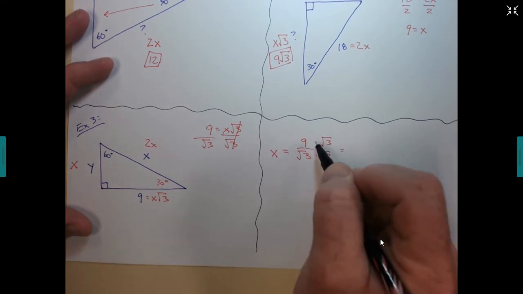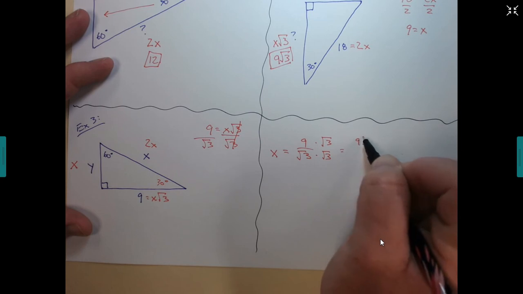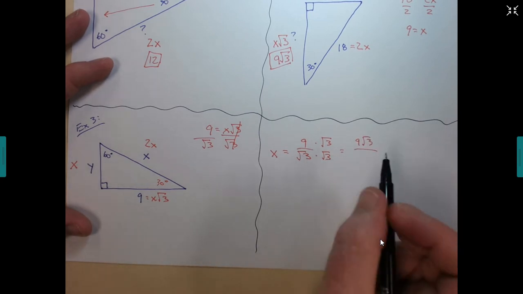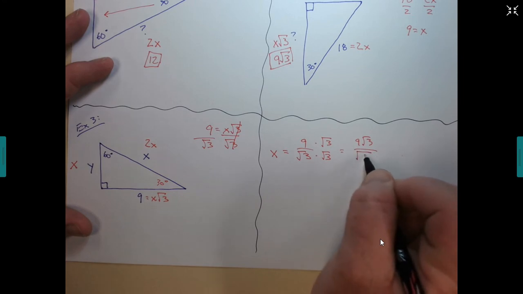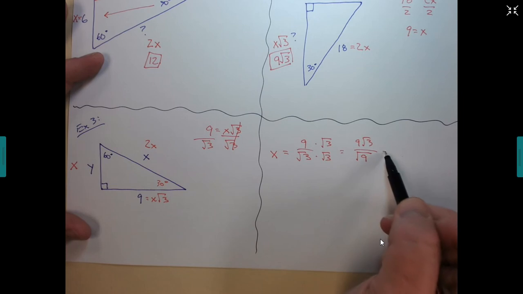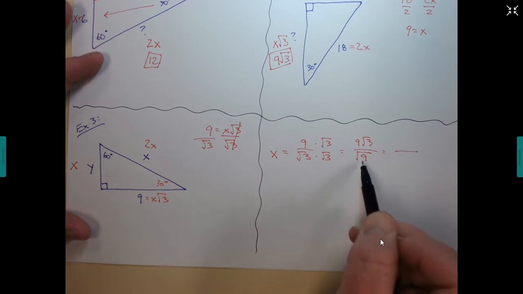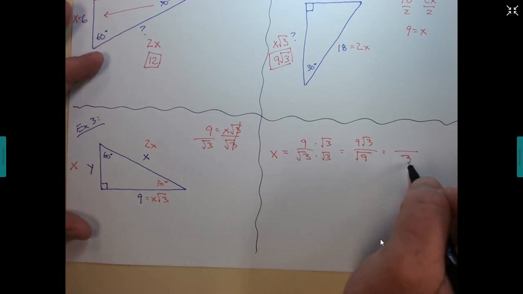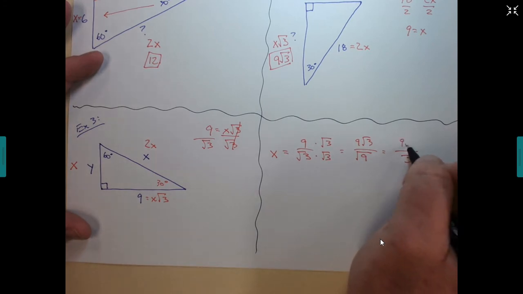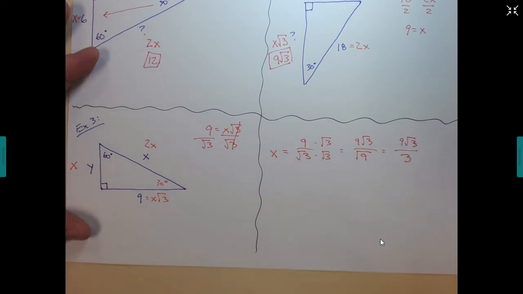In the top, you have 9 times the square root of 3. In the bottom, the square root of 3 times the square root of 3 is the square root of 3 times 3, which is 9. The reason we do that is because this is always going to be a perfect square. The square root of 9 is 3. The radical is gone. In the top, we still have 9 times the square root of 3.